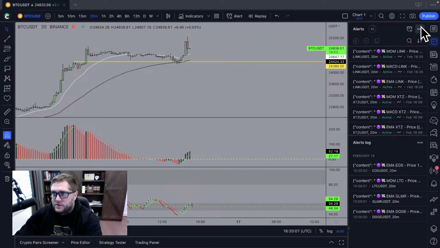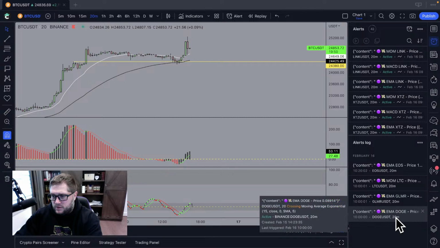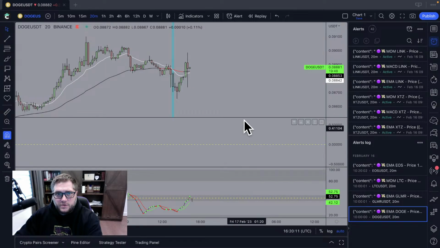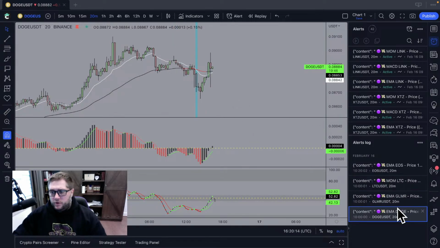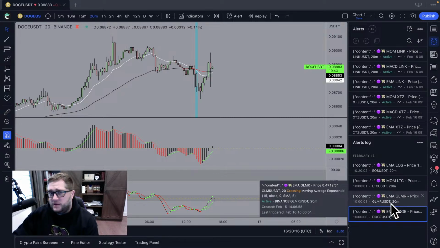Let me actually change these. Let's go look at them. So here's Doge on the alert. And if you're in the Discord, you see these alerts in the alert channel.